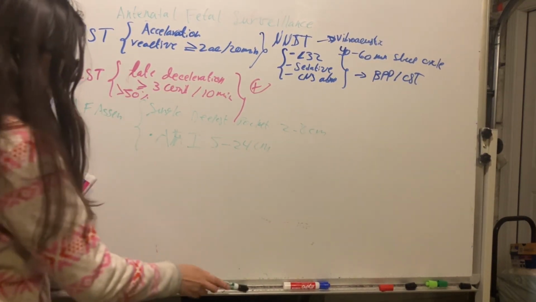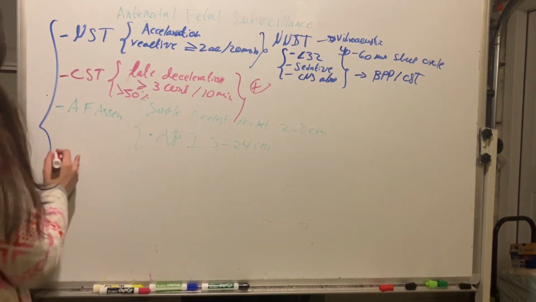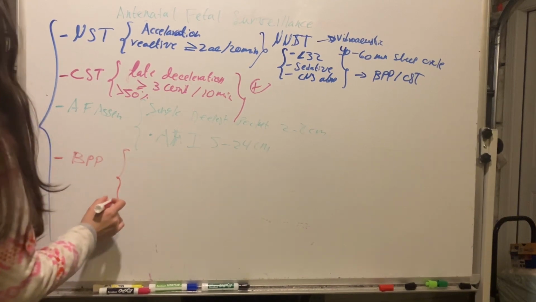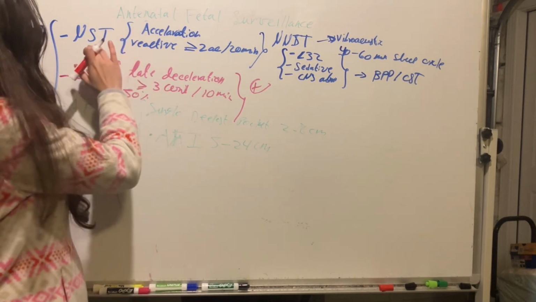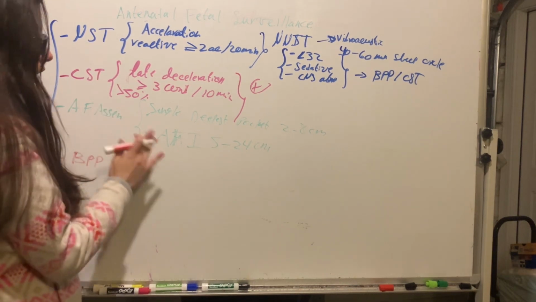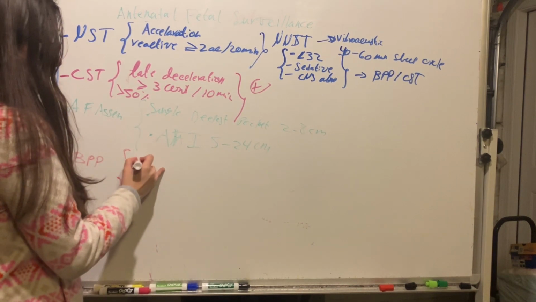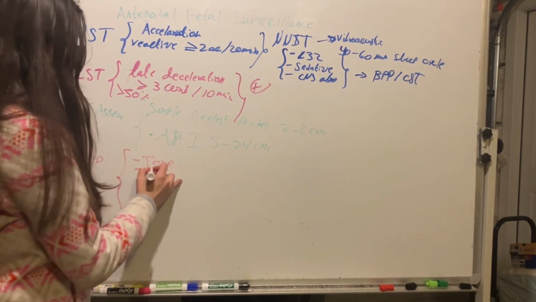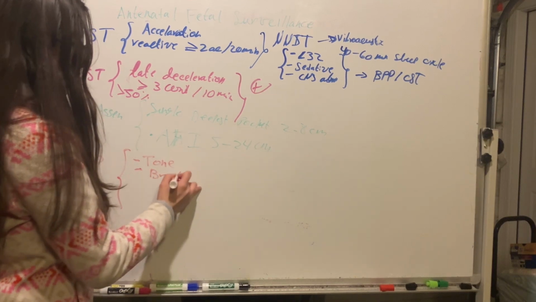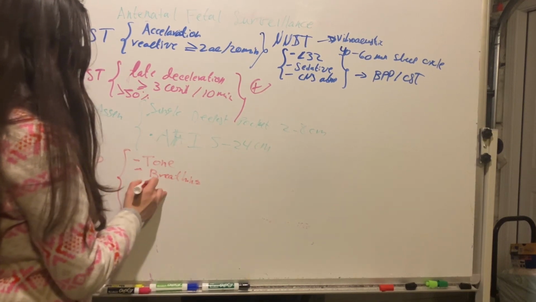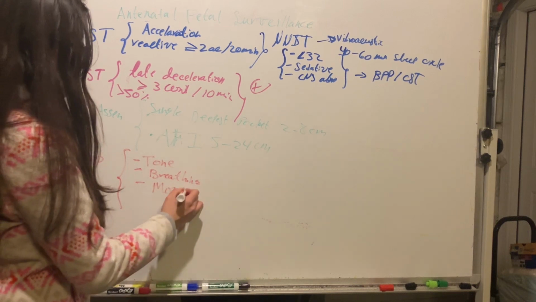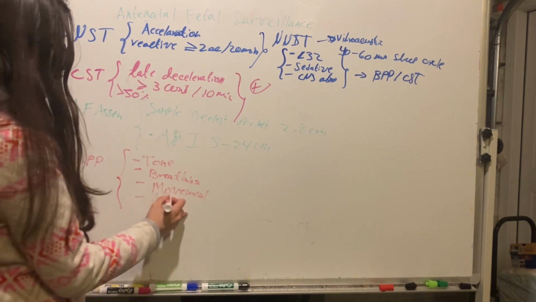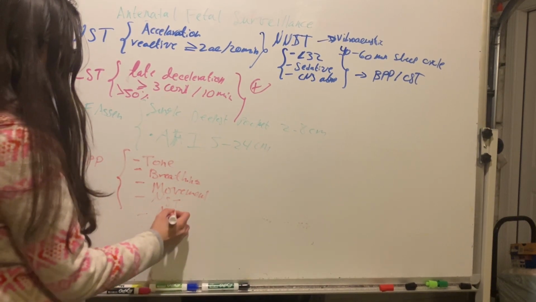The biophysical profile is a combination of non-stress test, amniotic fluid, and other things. So these measure the tone of the fetus, the breathing of the fetus, movement, and non-stress test, and amniotic fluid.